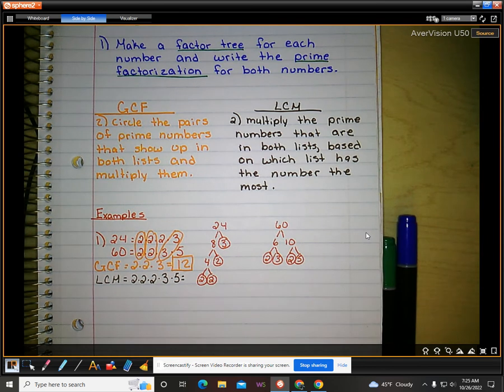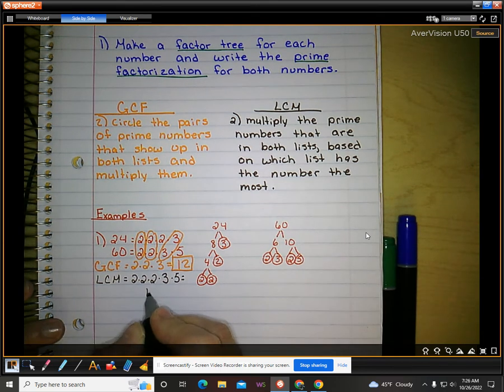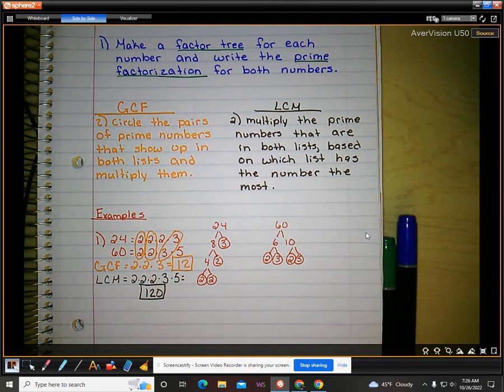And this is where you could use a calculator. So you are taking 2 times 2 times 2 times 3 times 5. Okay? So 2 times 2 times 2 times 3 times 5. So your least common multiple would be 120. Okay?